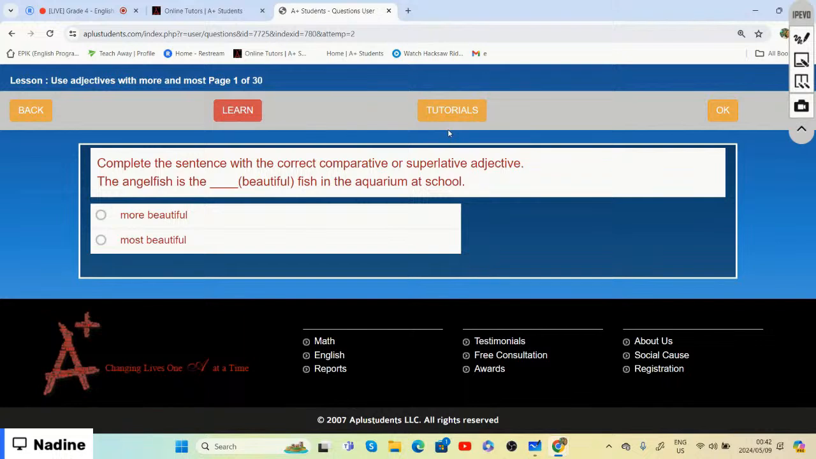The angelfish is the, do we say it is the more beautiful fish in the aquarium at school, or it is the most beautiful fish in the aquarium at school?